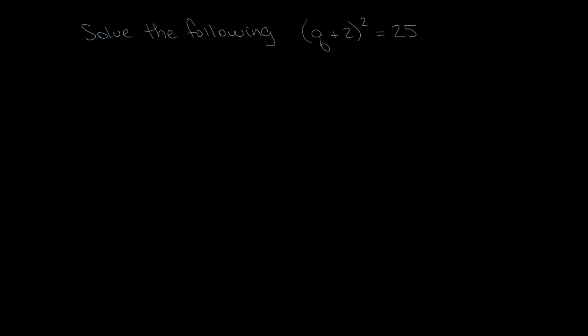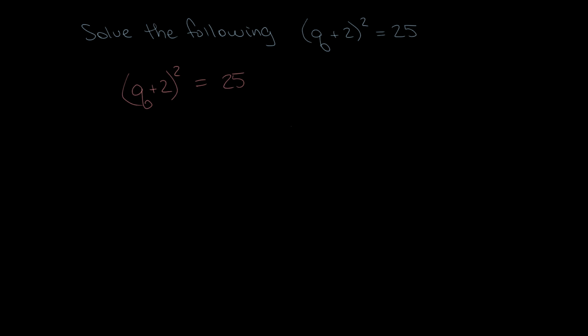This problem, we are going to be solving the following: q plus 2 squared equals 25. Now, what is the opposite? Okay, here's the deal. I'm trying to get the q by itself, right? That's what I'm solving for. I'm solving for the q. So I need the q isolated.